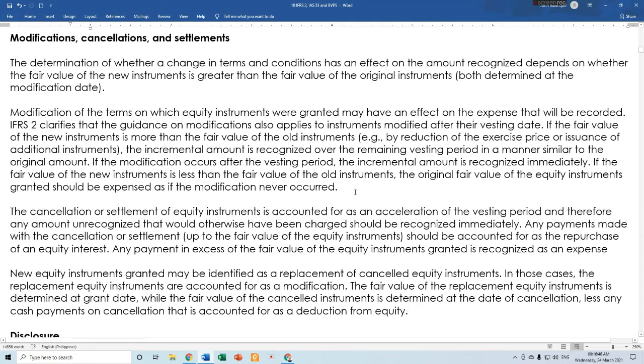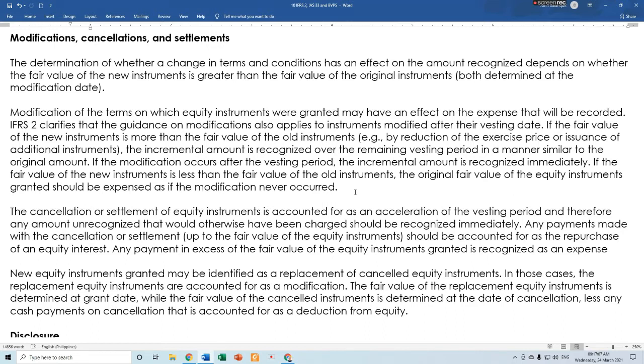So, ibig sabihin, kung mas mababa yung pinalit mo, hindi tayo magkakaroon ng prior period adjustment. Ang susundan pa rin natin yung original fair value. Okay? Kasi parang madaya di ba? Ang nangyari, ang ginamit mo originally yung mas mataas na value. So mas mataas yung ini-expense mo. Tapos biglang nagpalit ka ng mas mababa.